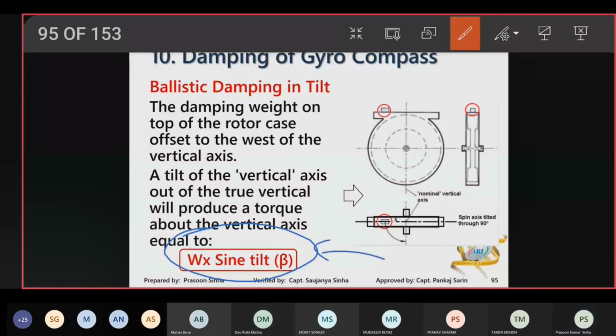Just to let you know, Wx is the weight on top of it, weight working downwards, but only when the tilt happens, zero tilt, zero torque. Little bit of angle created, tilt angle created, little bit of torque. More angle created, more torque, damping torque, which results in precession, what we are calling damping precession.